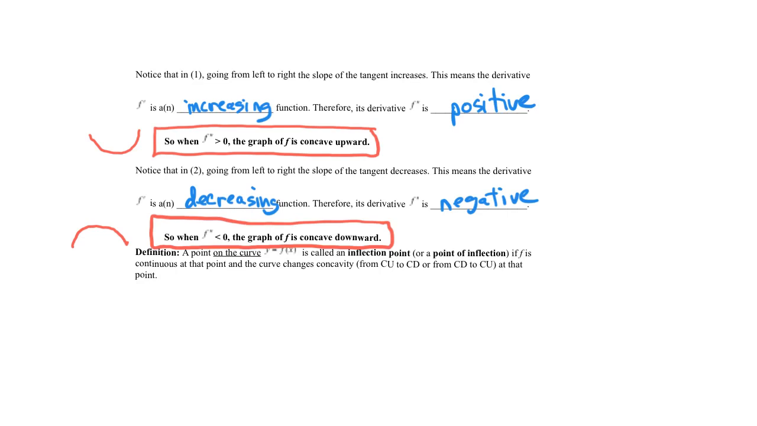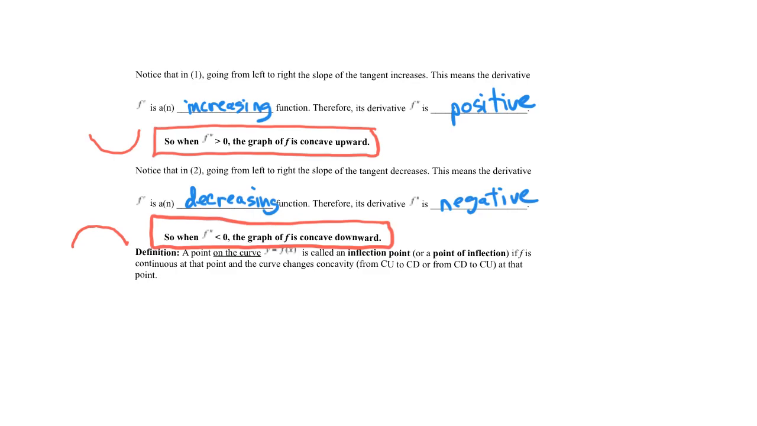And then we've got this definition right here that is squished very closely on this copy. A point on the curve is called an inflection point or point of inflection if f is continuous at that point, so it's got to be continuous, and the curve changes concavity from concave upward to concave downward or concave downward to concave upward at that point.